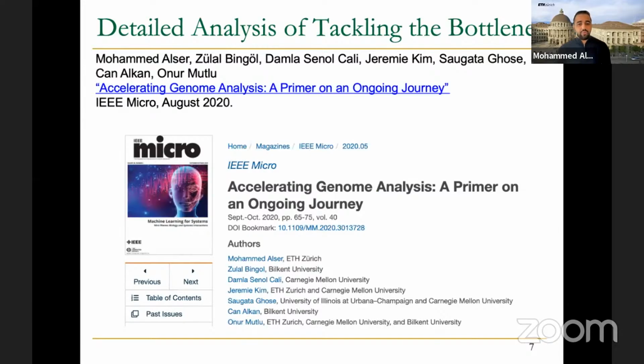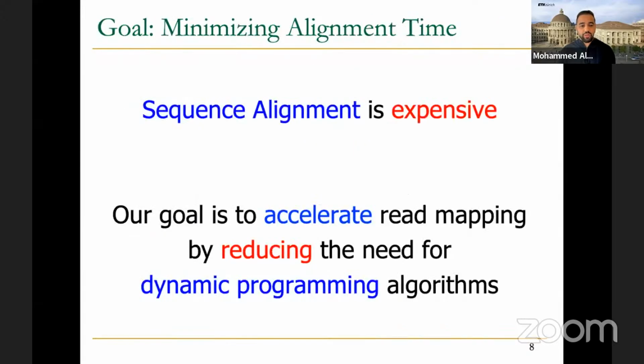Okay. There is another paper also summarizing all the acceleration efforts for genome analysis, with a major focus on read mapping. So we recommend everyone to have a look at it.